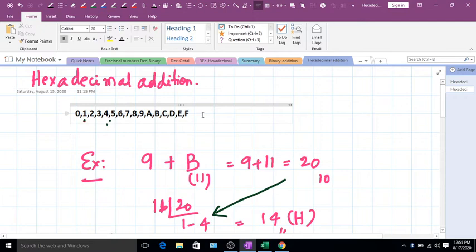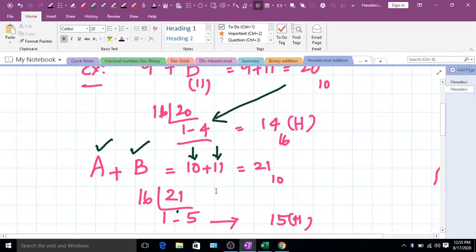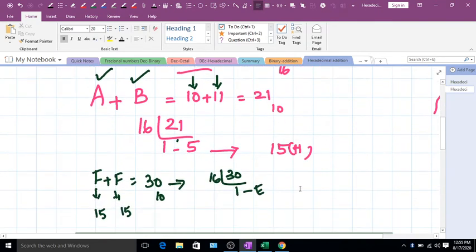What will you get? 10, 11. Now you know how to do this. So suppose you are taking 9 plus B. Example, B is 11. 11 plus 9 is 20, which is in decimal. So how do you convert? It's 14 in hex. Similarly, A plus B, 10 plus 11, 21, which is 15.